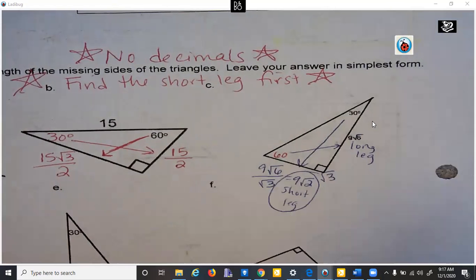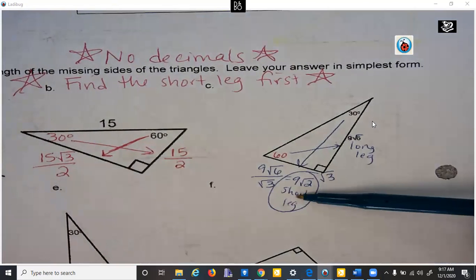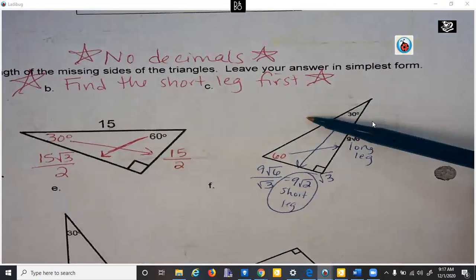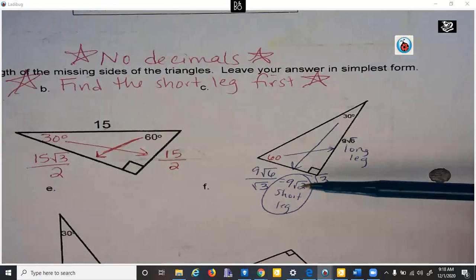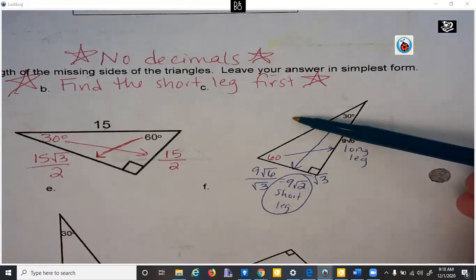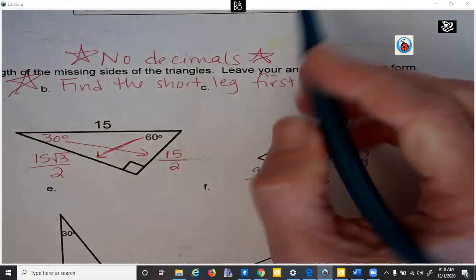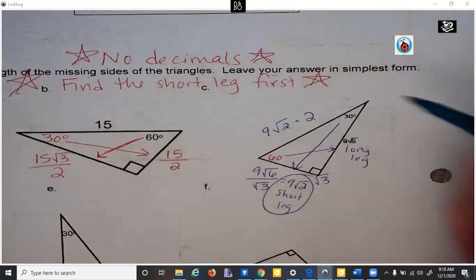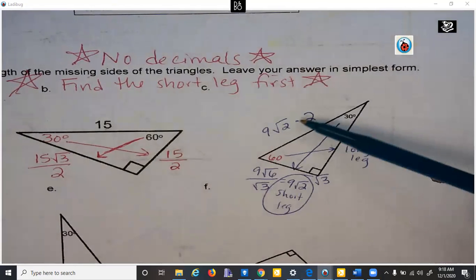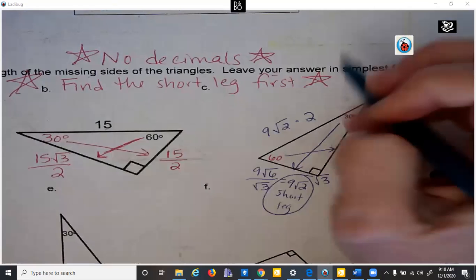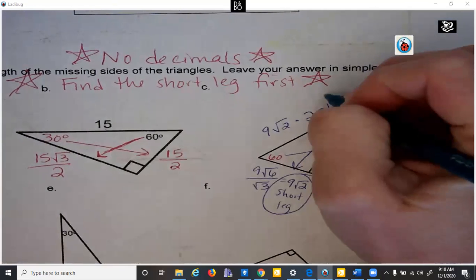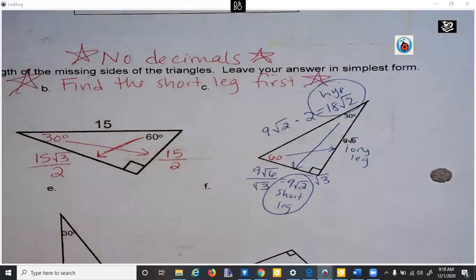Now you want to focus on the short leg to give you the hypotenuse. How do you go from the short leg to the hypotenuse? Does anybody remember? Times 2. The hypotenuse is double the short leg. So I have to do 9 root 2 times 2. Now look, I'm not multiplying these two 2's because this one's an inside and that one's an outside. What am I multiplying by 2? 9 and 2. So that gives me 18 root 2. So that is the hypotenuse, 18 root 2.